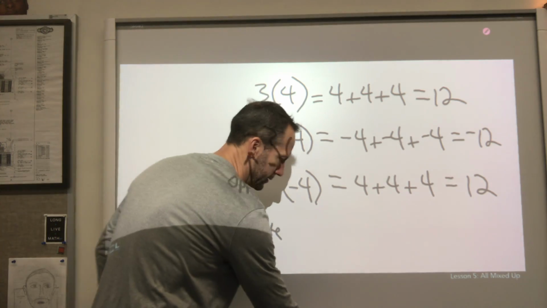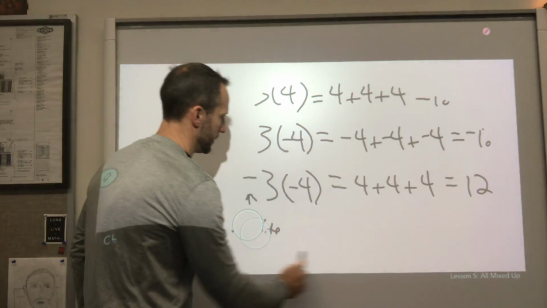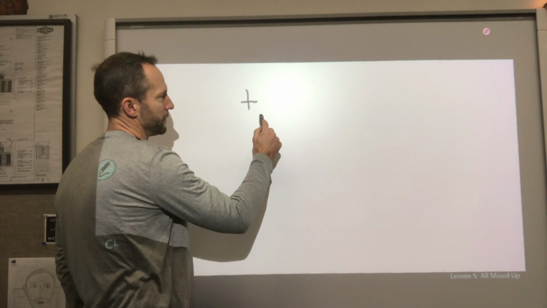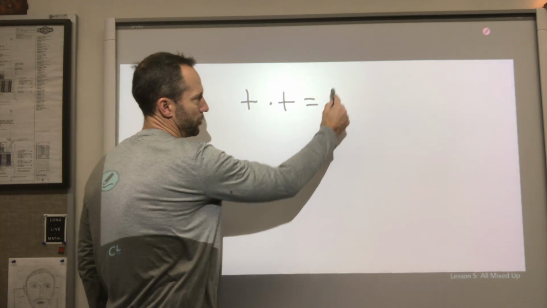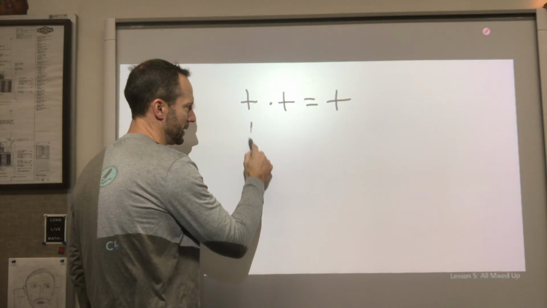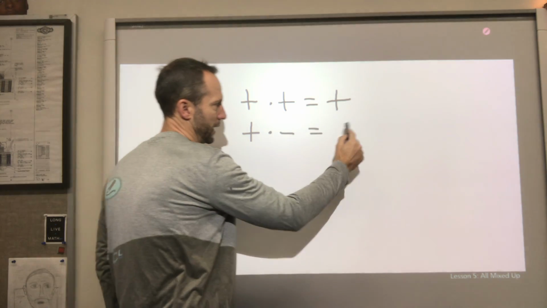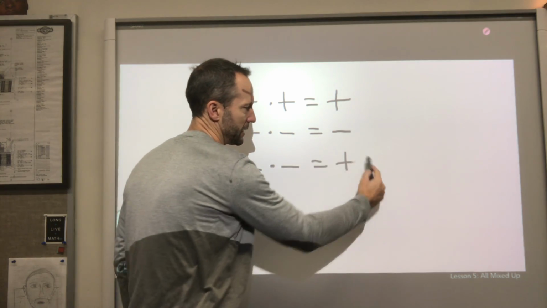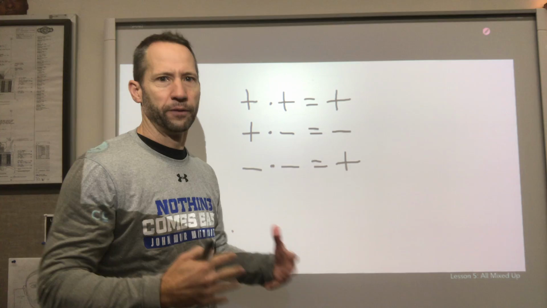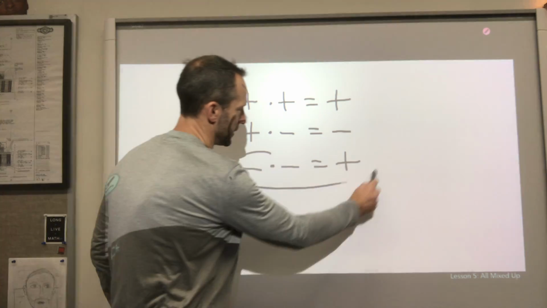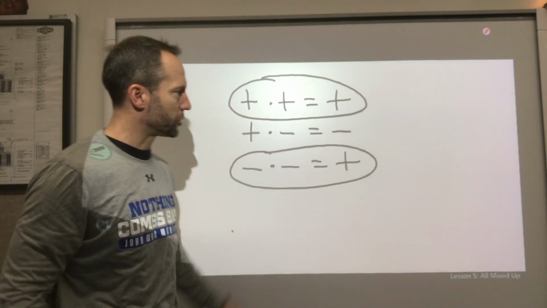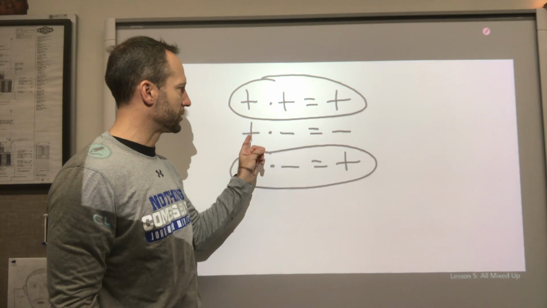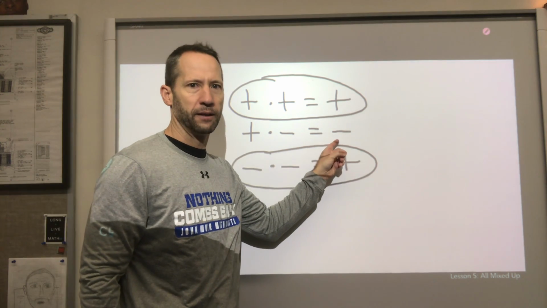To summarize all this, we drew some conclusions. What did we see? When we had a positive times a positive, we got a positive. When we had a positive times a negative, we got a negative. And lastly, when we had a negative times a negative, we got a positive. So we summarized even further: when the signs were the same, so when we had 2 positives or 2 negatives, we always got a positive. And when the signs were different, we always got a negative.